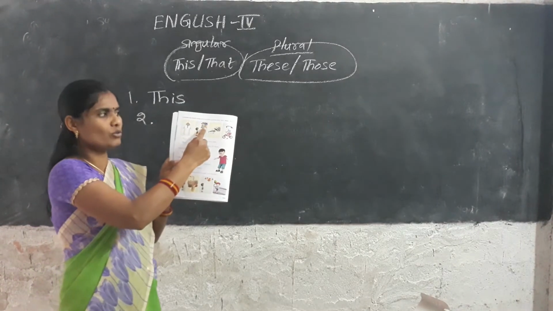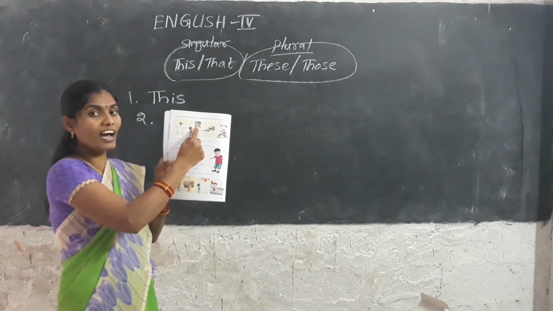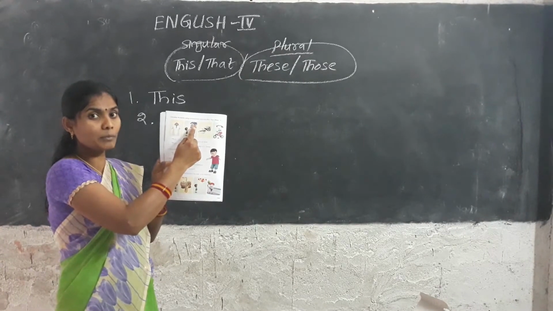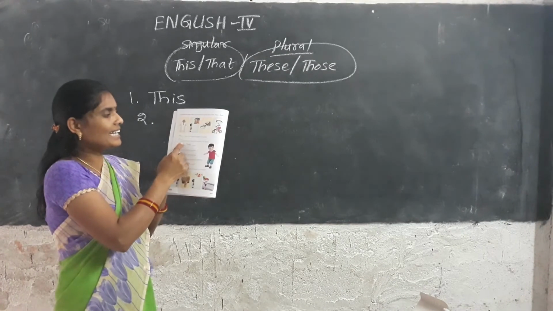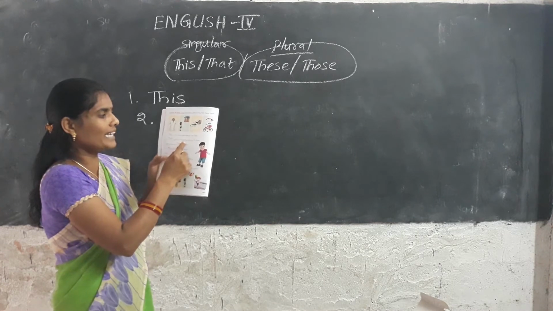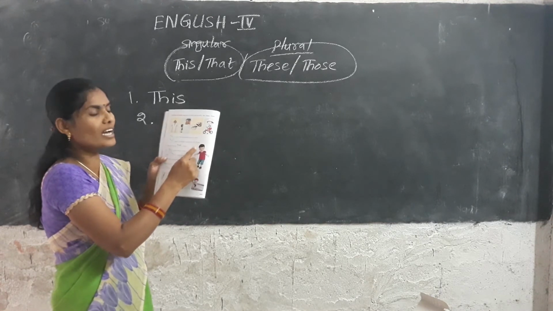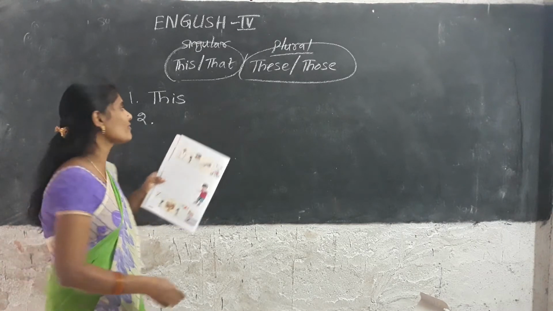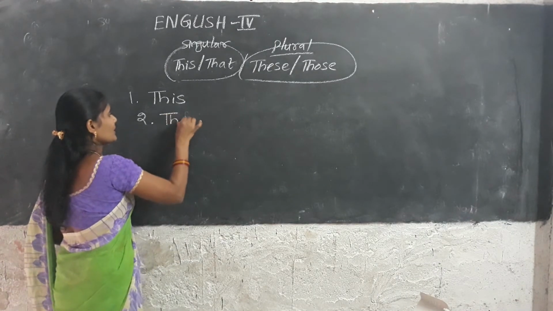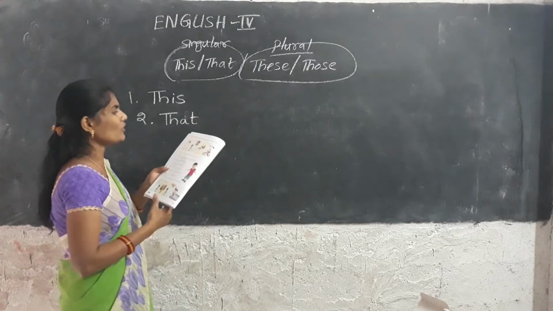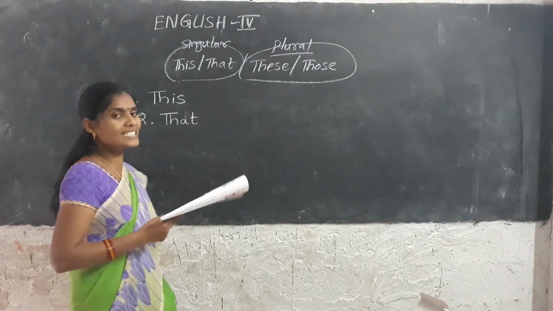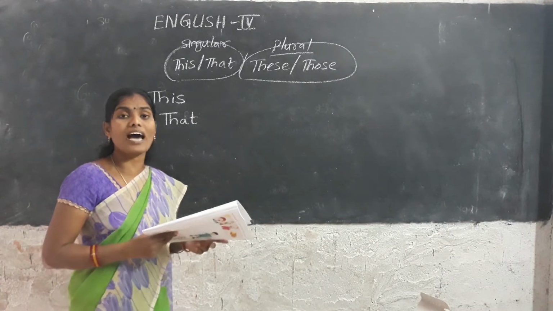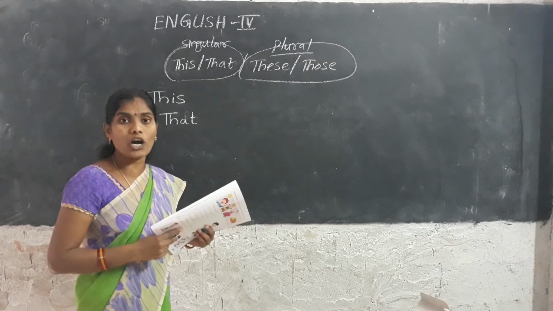Next, see that house. It is looking far away. In the second picture: dash house on the Brigade Road belonged to Mr. Ahmad. It is looking far. So we have to use that. These are the demonstrative pronouns. This, that, these, those are the demonstrative pronouns.